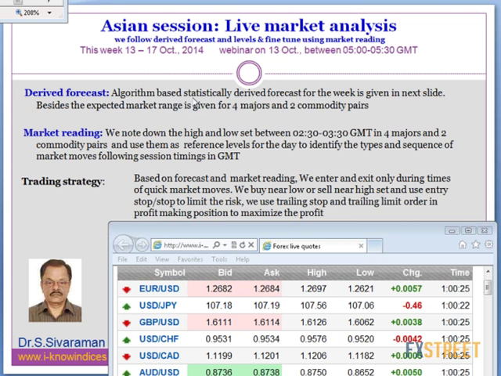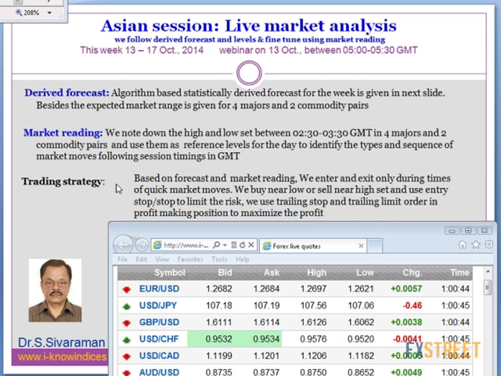So the derived forecast will have the session-wise market moves, and I'll also give the derived levels in which the currencies are expected to trade. And we will try to fine-tune the forecast using the market reading technique. I'll briefly explain what the possible moves could be during this particular day. And we always keep the trading strategy objective.